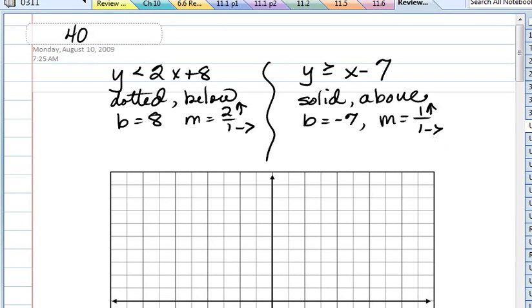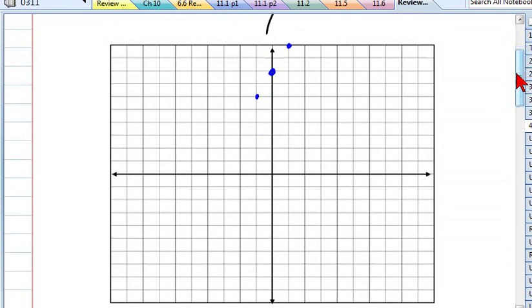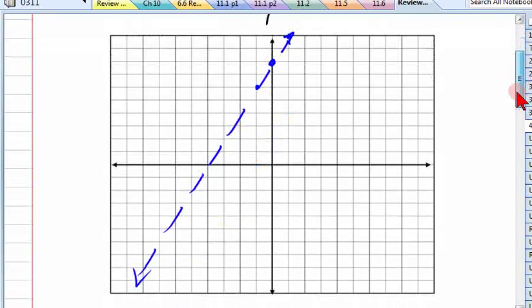Let's do the first one in blue. Okay, begin at 8, up 2, right 1. 1, 2, 3, 4, 5, 6, 7, 8. There's 8. There's up 2, right 1. I could go down 2, back 1, because you can always reverse both directions. Dotted line. And shade below.